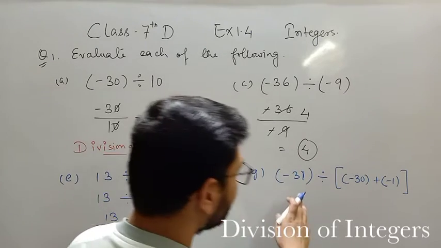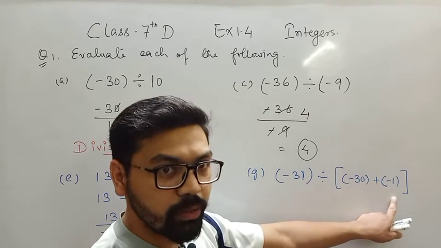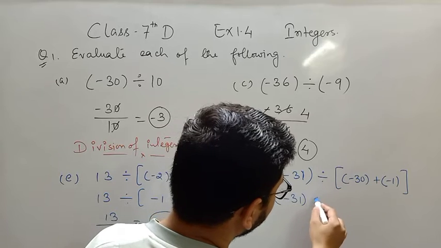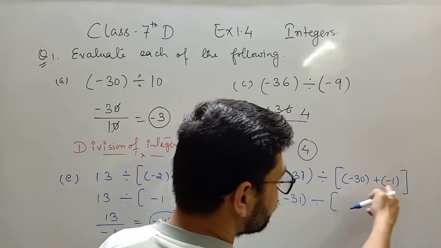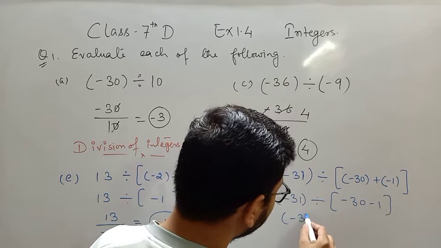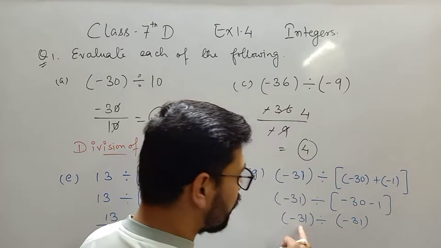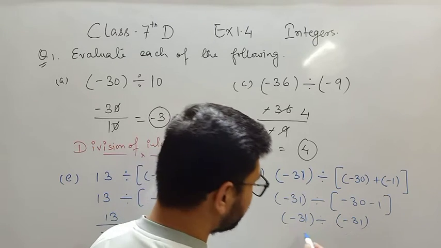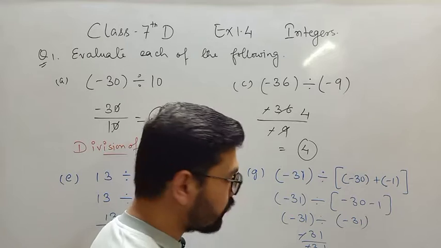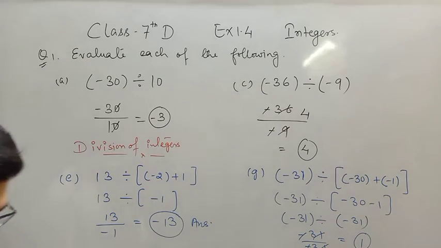Similarly, you have a negative integer, and in the bracket you have the sum of two negative integers. So this is minus 31 divided by the bracket: minus 30 minus 1 will give you minus 31. Now minus 31 divided by minus 31: the minus signs cancel out, 31 ones are 31, so the answer is 1. Please note it down fast.